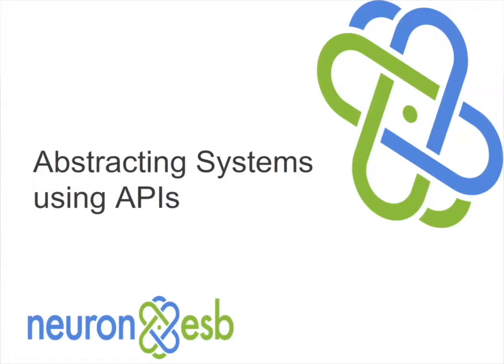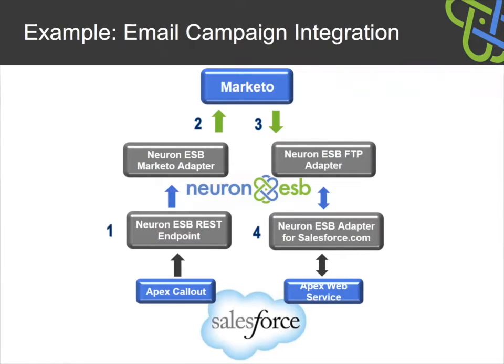We can bring complex systems together, we can build more agile solutions, and we can expose all this with APIs. Here's an example of how Neuron ESB's integration architecture can be used to tie various systems together. This example uses APIs, application adapters, pub/sub messaging to abstract all the systems and make it available for anyone to call over the web.